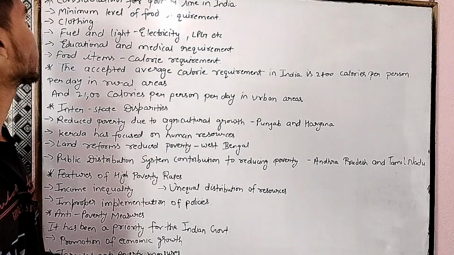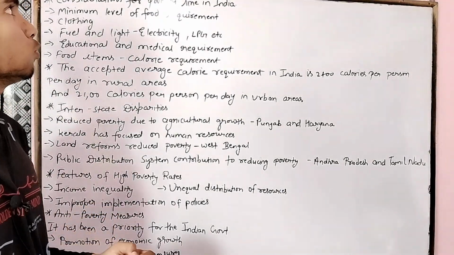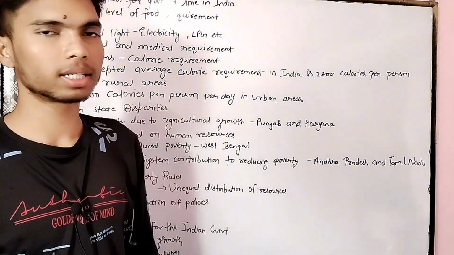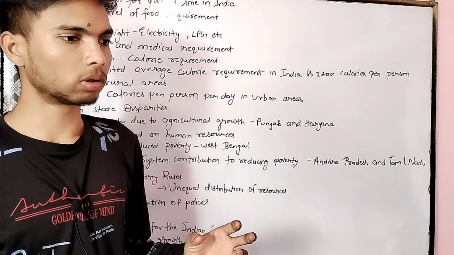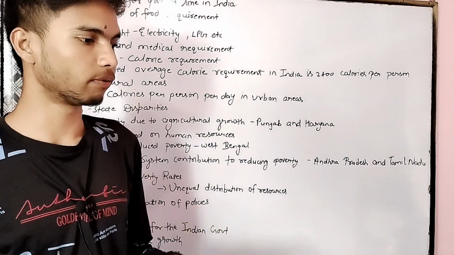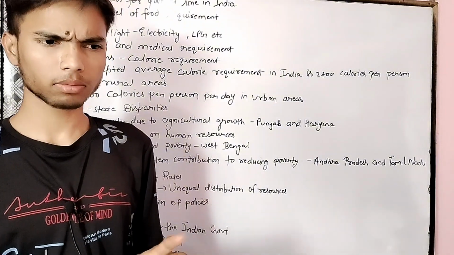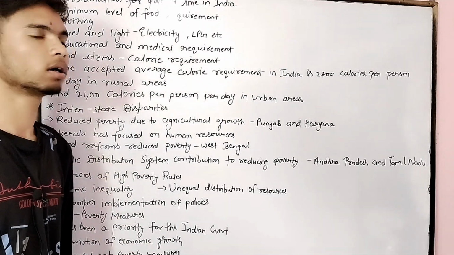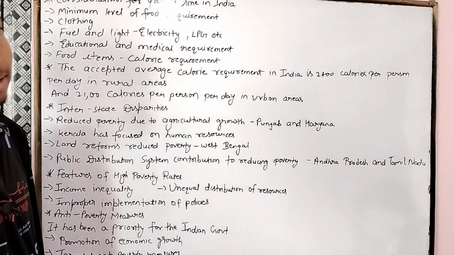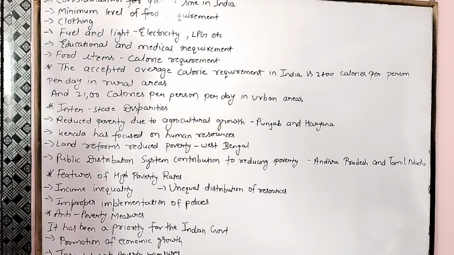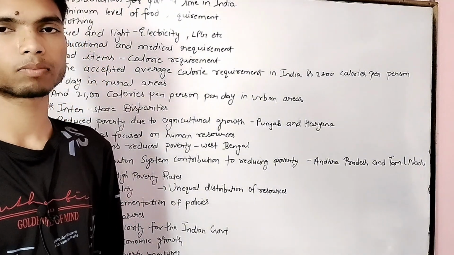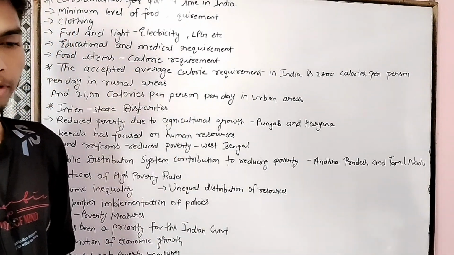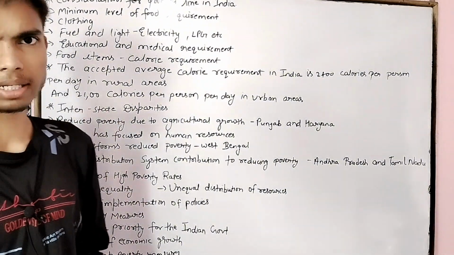So now we will move to the next. Consideration for the poverty line in India. What are the considerations? We were discussing the measure line, calories, and the difference between rural people and urban people. We were comparing these two types of people. So here we will understand in depth about the poverty line. The minimum level of food requirement: this is telling us the consideration.